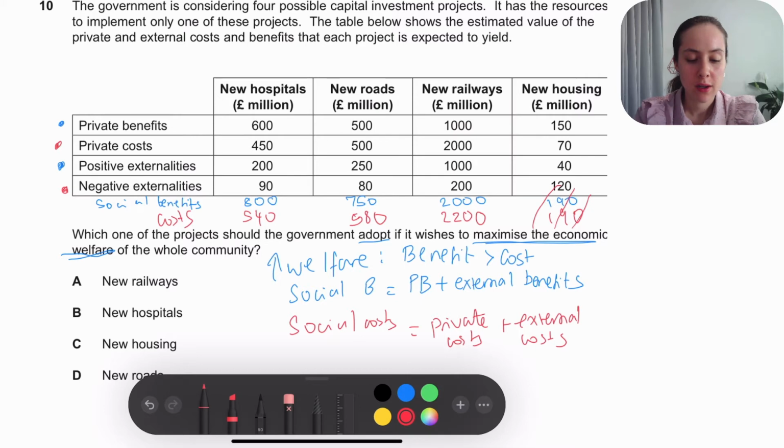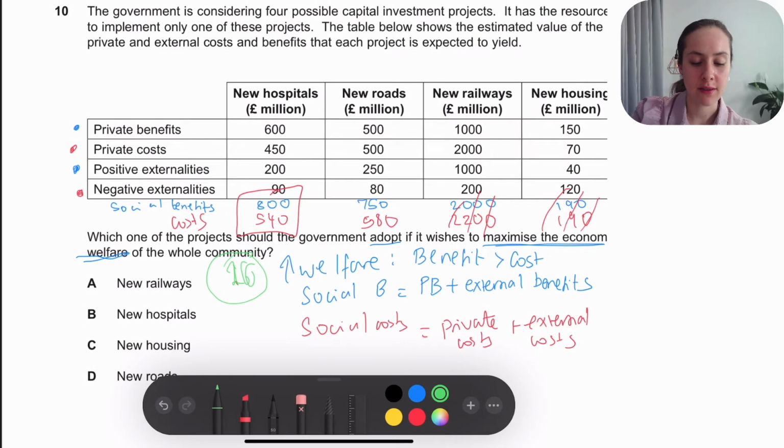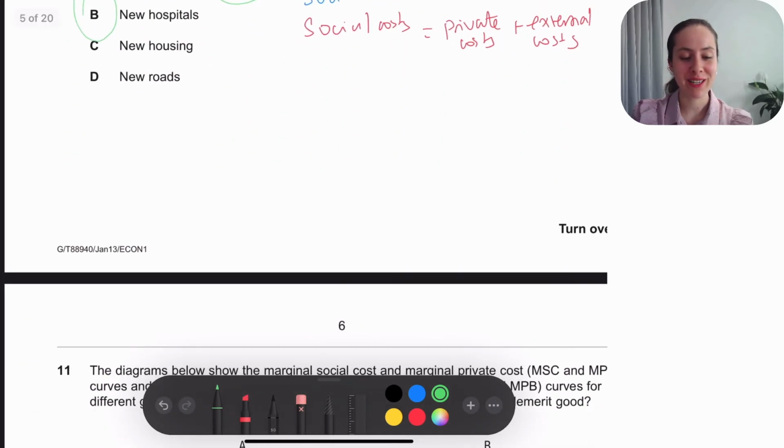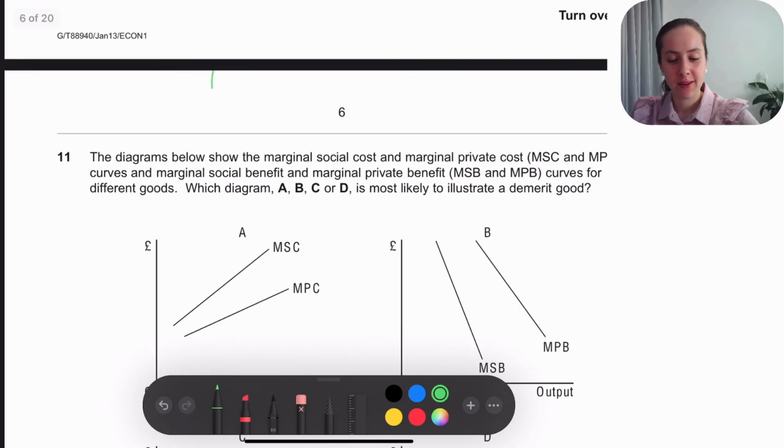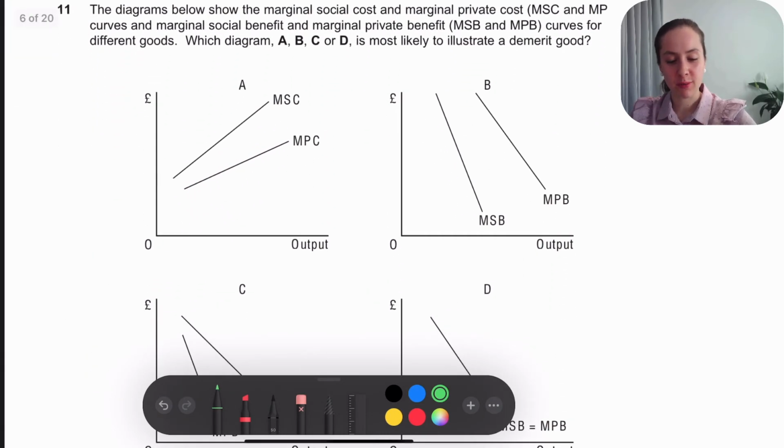costs. So it's not going to be housing because they match. It's not going to be railways because the costs are higher. And it looks like hospitals win. They add 260 more benefits than roads, which add only 170 benefits. So we're looking to build hospitals, which means B is the answer. Tricky questions. Good one to practice and learn from.